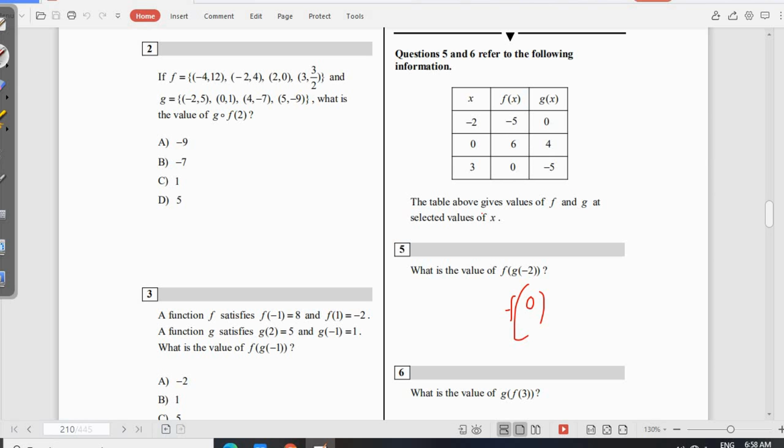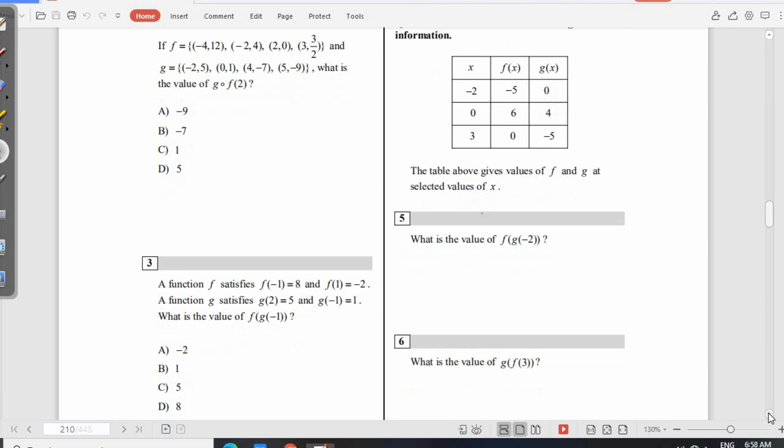Let's go to the next one. g of f of 3. You can easily do that. If you solve that and your answer is not 4, then you did something wrong. Alright, let's move on to the next section.